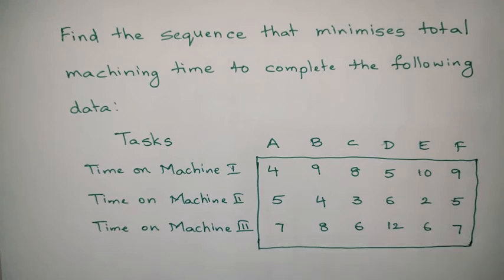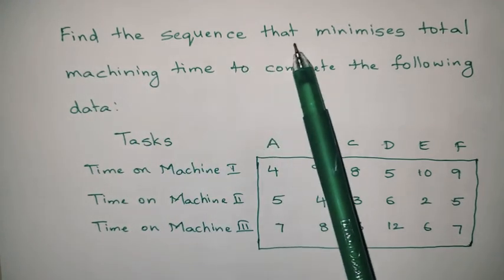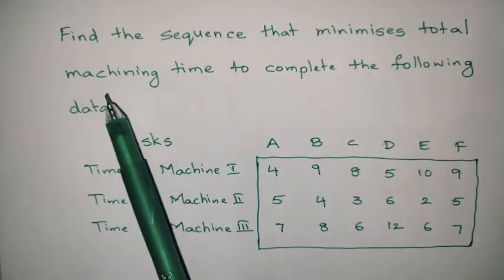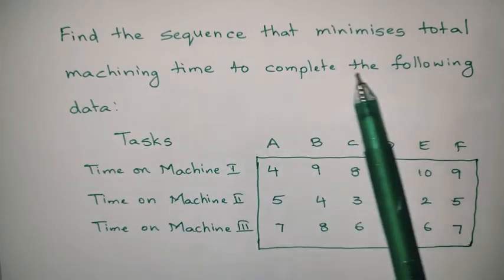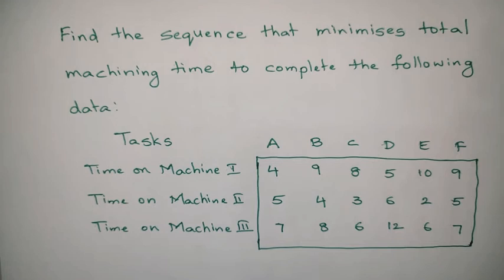Now we are asked to find the sequence that minimizes the total elapsed time to complete the following data. So we need to find the sequence, and also the total elapsed time for completing all 6 tasks on the 3 machines. So now let us find the sequence.